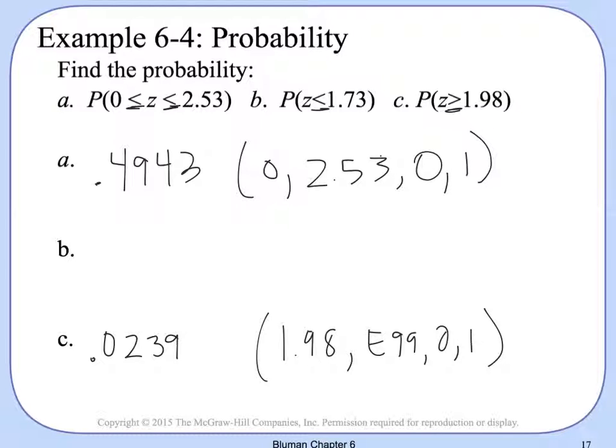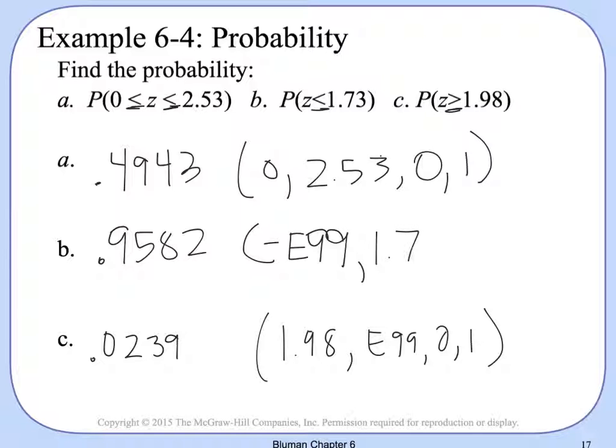How about for B? For B, I got 0.9582. Okay, and what'd you use as your low? The low was negative E99. Okay, because it's everything less than this, so the lowest is going to go as negative infinity. And then all the way up to 1.73, comma 0, comma 1.